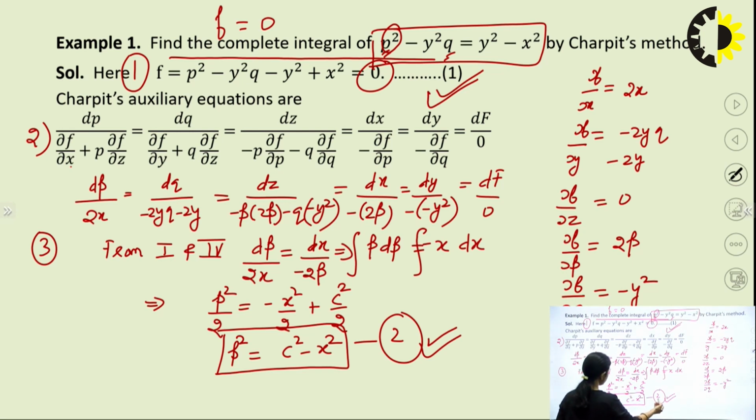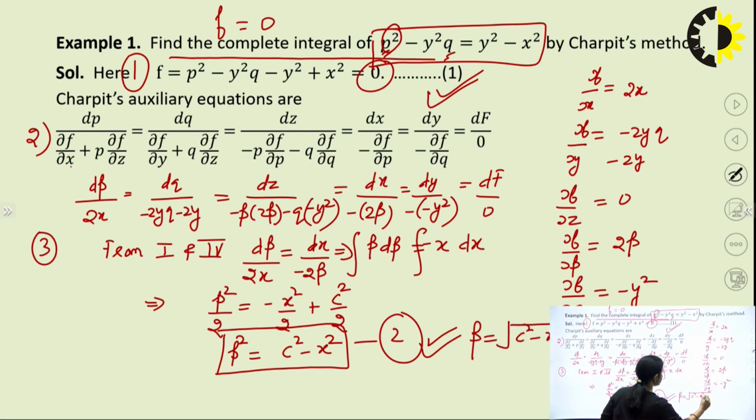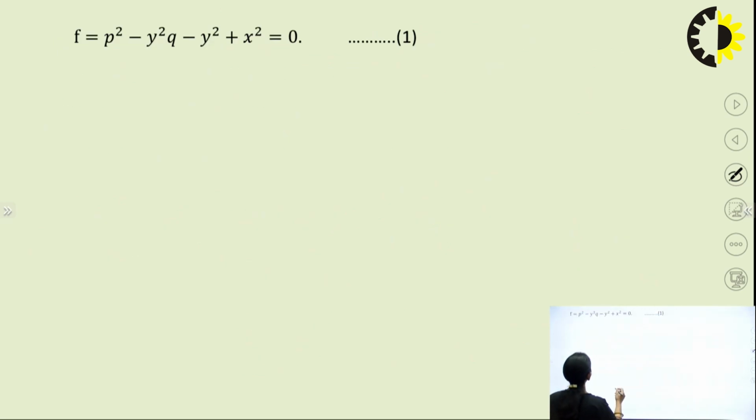From equation 2 we can already find the value of p. p is equal to root of c² minus x². So equation 2 directly provides us the value of p is equal to root c² minus x². So what we have to do? Just put the value of p in equation 1 and solve equation 1 for q. So let us find our next calculation. We have to find the value of q.